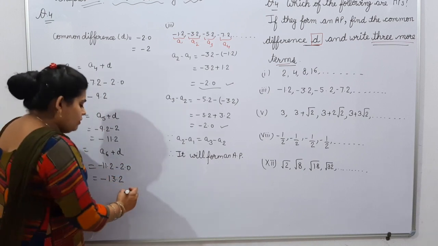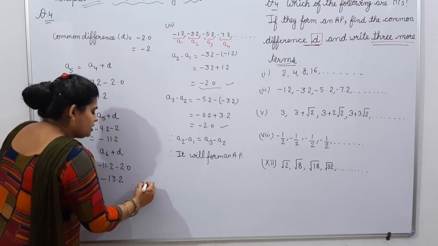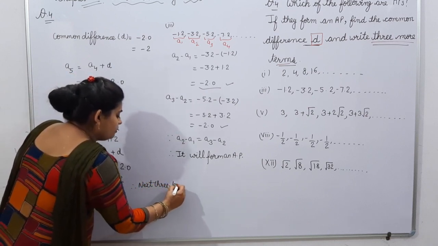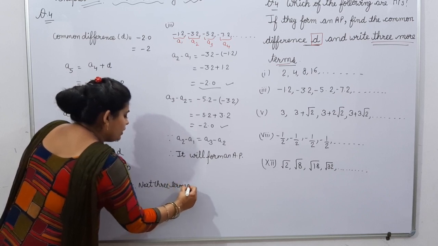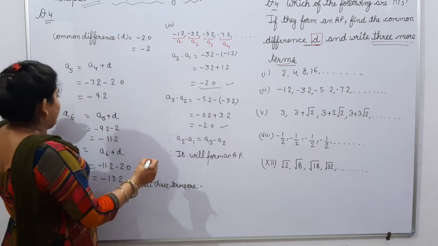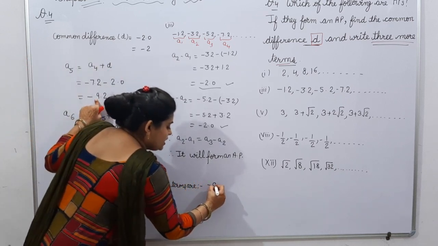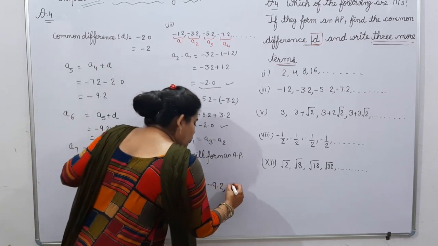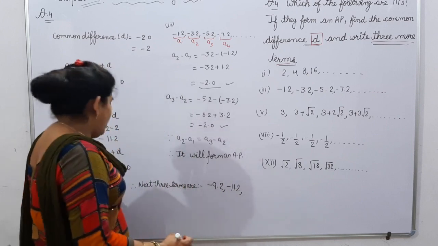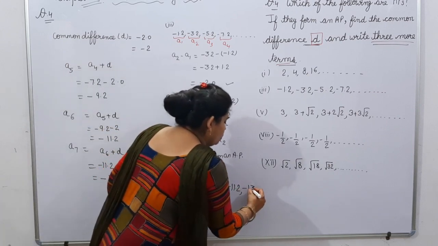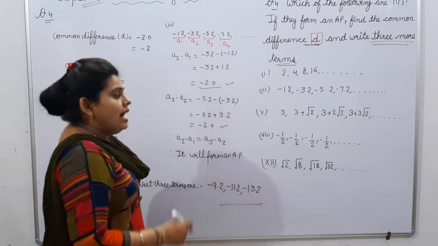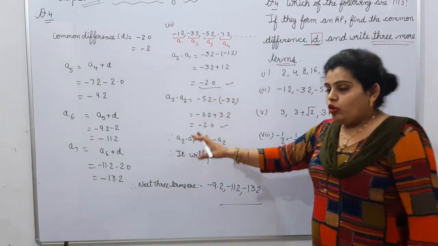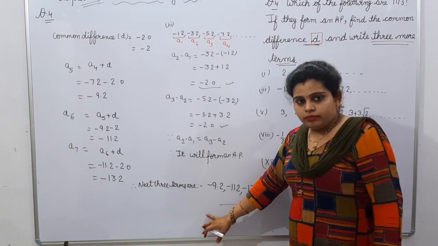So what will we write? The next three terms are, what are the answers of the next three terms? -9.2. Next term -11.2 and -13.2. This is the third part of question number 4. Any doubt, dear students, in this question?